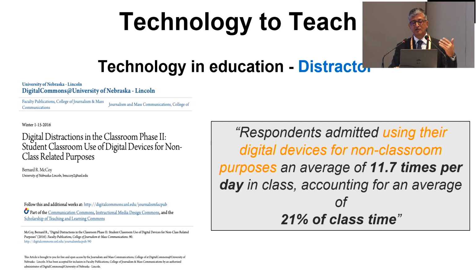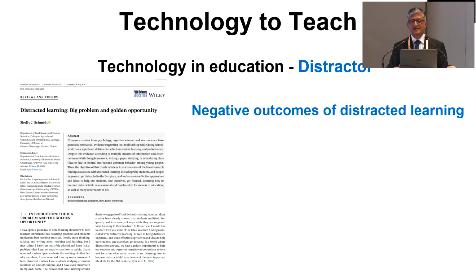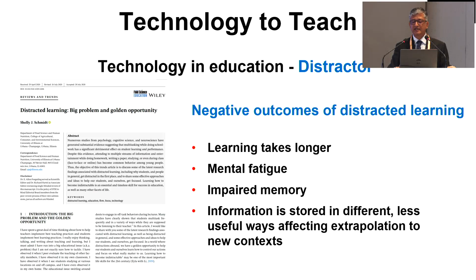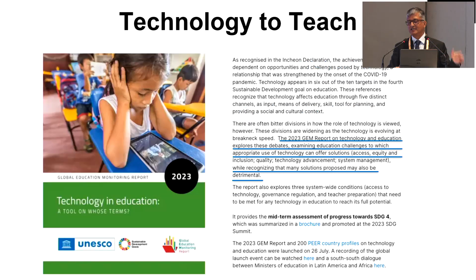On the other hand, technology is a distractor also. There have been studies that have found that if you allow people to bring mobile phones, they keep going back to check their social media posts and other things. There are other negative outcomes of distracted learning. It is known that learning takes longer, there is mental fatigue, impaired memory, and most probably the ability to creatively think and find answers goes away because you have answers at hand.